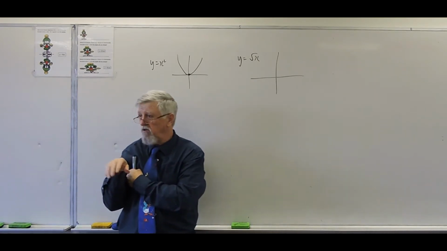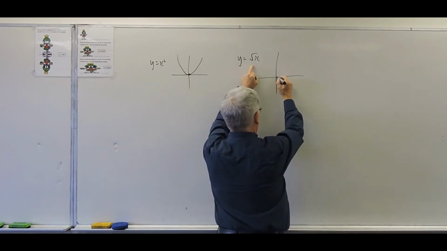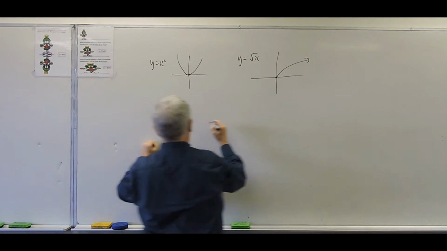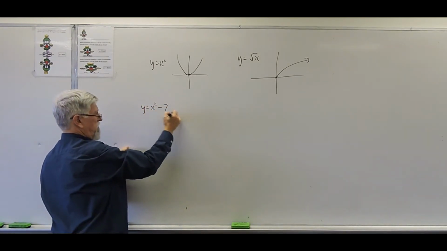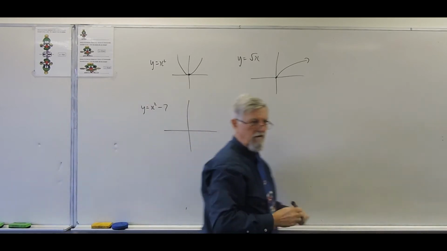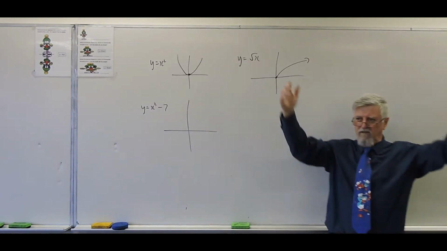Well, if you weren't sure, you could substitute naught. So if I put in naught, I get naught. I get one of those. Okay, what if I do this to you? Y equals x squared minus 7. What is it? One of those.